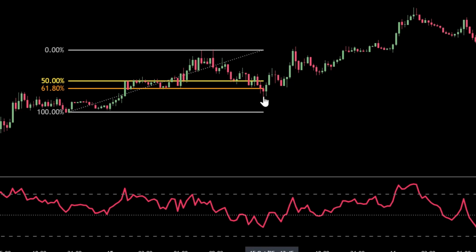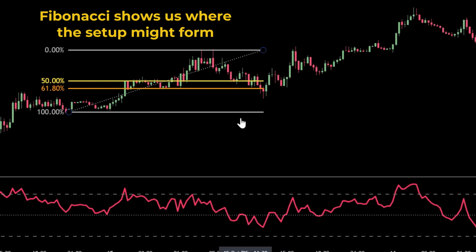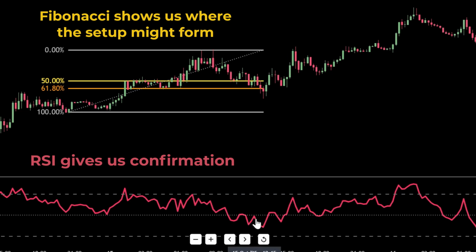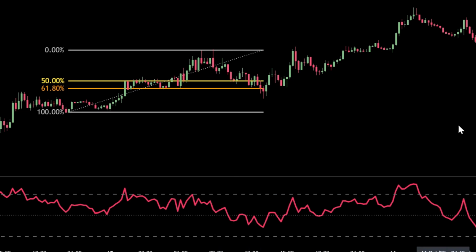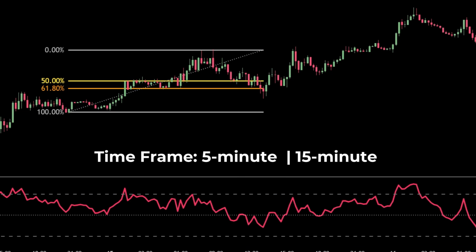Each of these tools has its own role. Fibonacci shows us where the setup might form. RSI gives us confirmation, and price action gives us the trigger to actually enter the trade. For this scalping strategy, the best time frames to use are usually 5-minute or 15-minute charts.